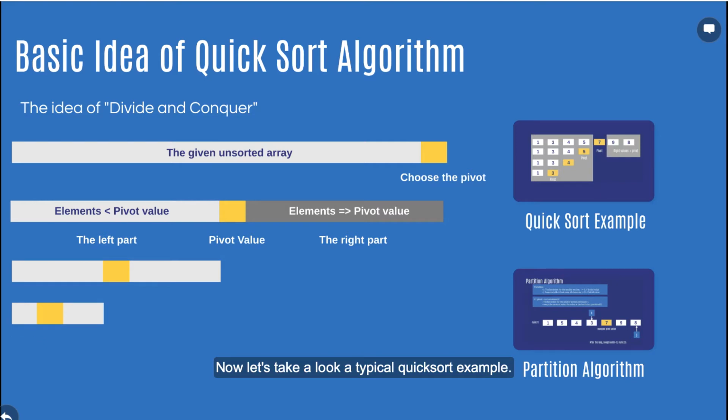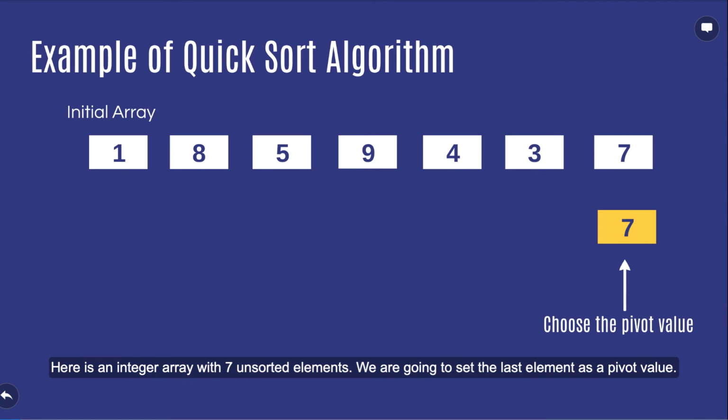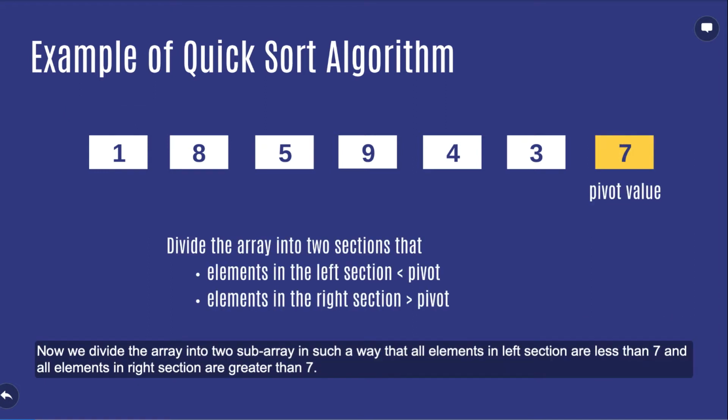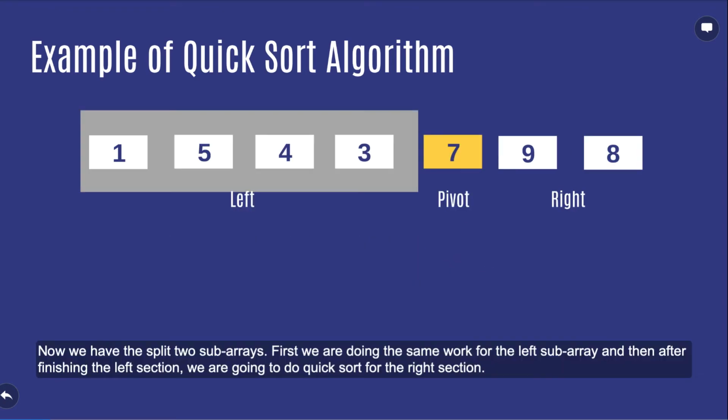Now let's take a look at a typical quicksort example. Here is an integer array with 7 unsorted elements. We are going to set the last element as the pivot value. Now we divide the array into two subarrays in such a way that all elements in the left section are less than 7, and all elements in the right section are greater than 7. Now we have the two split subarrays.